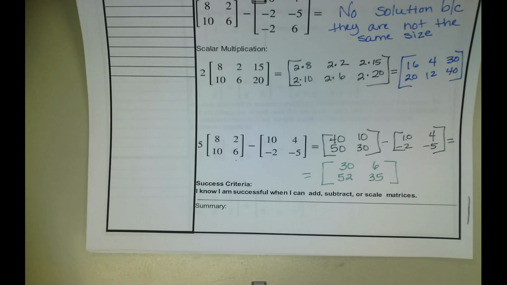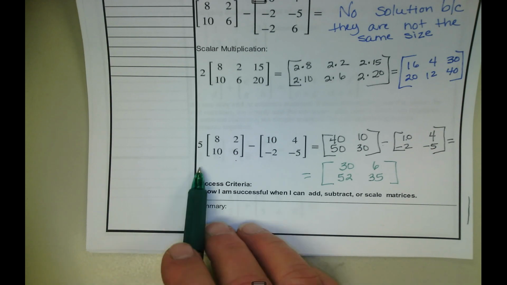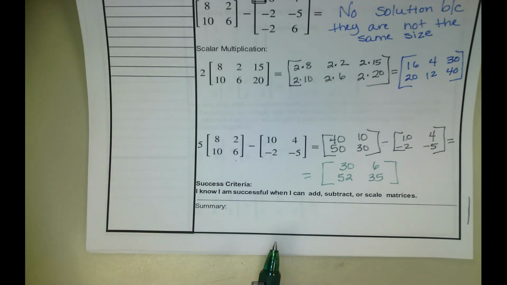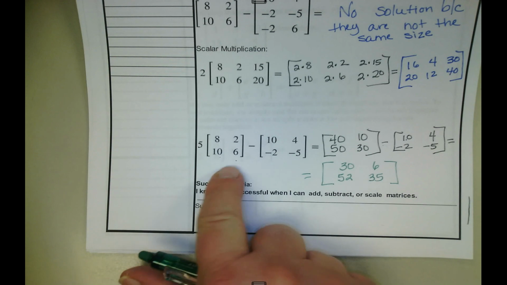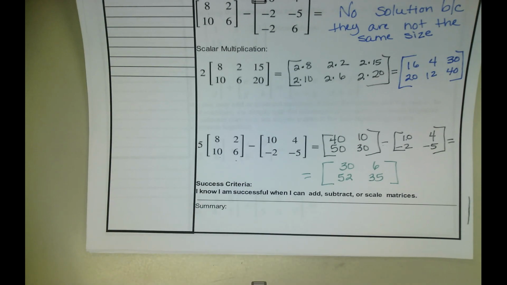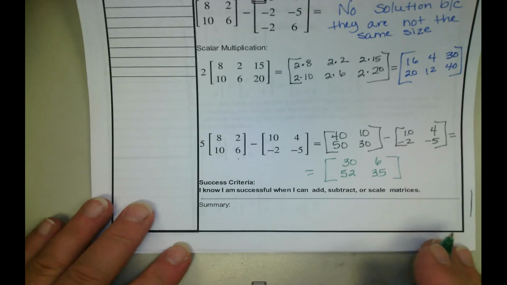Okay, so adding and subtracting, just match up the corresponding pieces and add or subtract them. When you scale, you multiply everything by the number outside. If you have a two-step equation like that, you multiply before you subtract according to order of operations. So I know I am successful when I can add, subtract, or scale matrices.